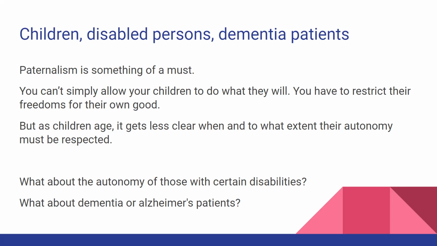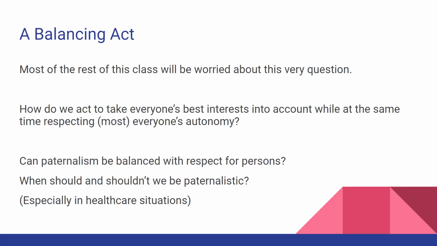And then also in dementia and Alzheimer's patients. Individuals that are losing their rational autonomy, it seems that we need decision makers for them. We need people to step in to tell them what they need to do in order to best take care of themselves. So there's a kind of balancing act that we need to play here. And much of the rest of the class is going to be worried with this very question. How is it that we act in order to take everyone's best interests into account, while at the same time respecting pretty much everyone's autonomy?